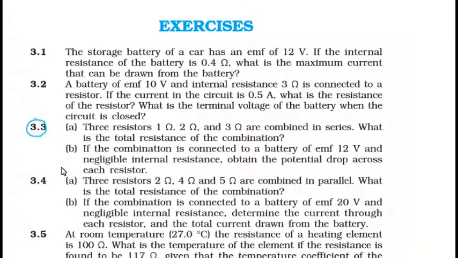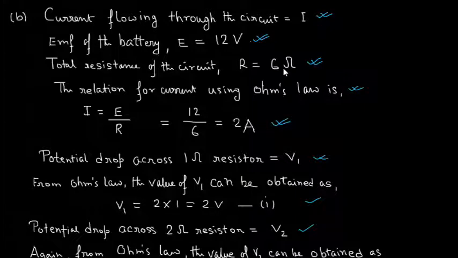Now let us see 3.3b. If the combination is connected to a battery of EMF 12 volt and negligible internal resistance, obtain the potential drop across each resistor. So let us see the solution for 3.3b.